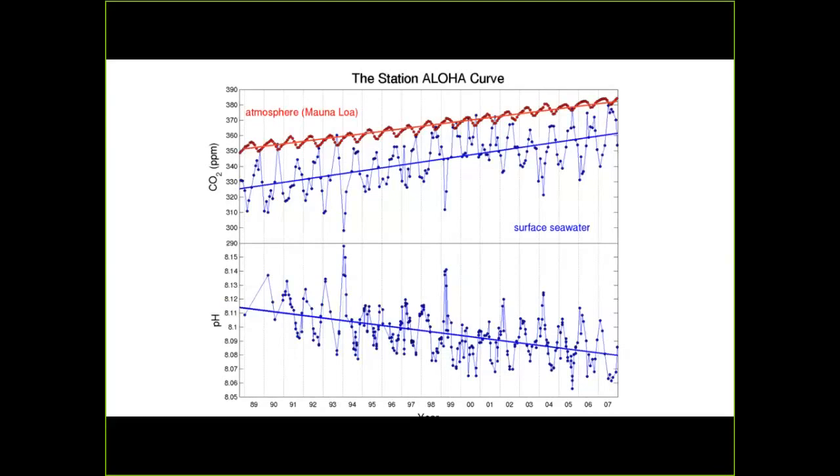Anybody? Concentration of hydrogen ions. Yes, concentration of hydrogen ions. So you're dissolving CO2 in water. There's no hydrogen in CO2. CO2, it's carbon and oxygen. So where are these hydrogen ions coming from?